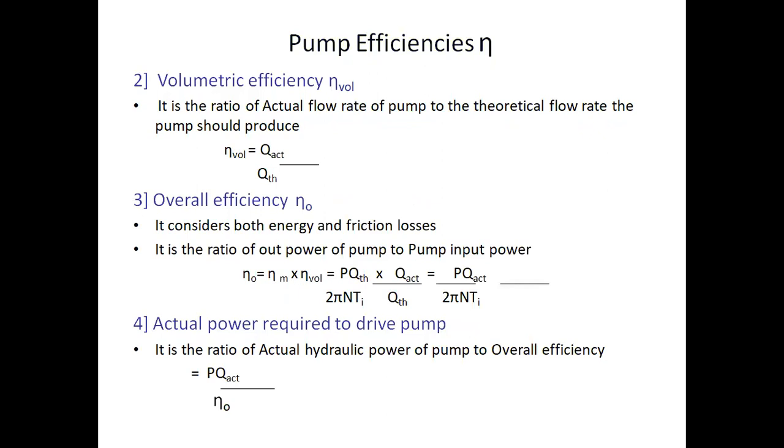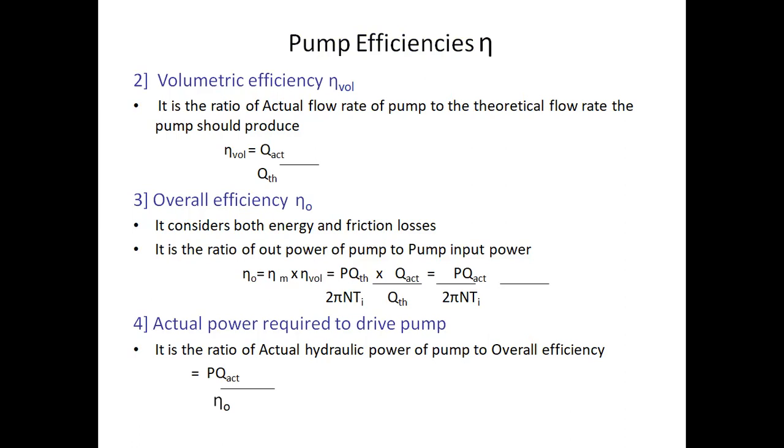So pump efficiency: volumetric efficiency is the ratio of the actual flow rate of the pump to the theoretical flow rate the pump should produce. Volumetric efficiency means actual volume of the pump to theoretical volume of the pump. Overall efficiency of the pump is calculated by multiplication of mechanical efficiency and volumetric efficiency.